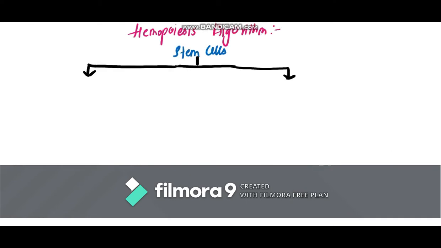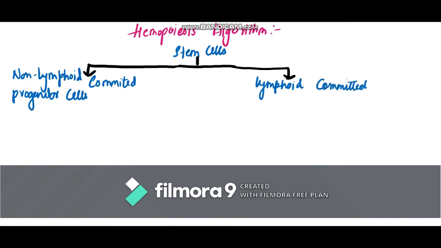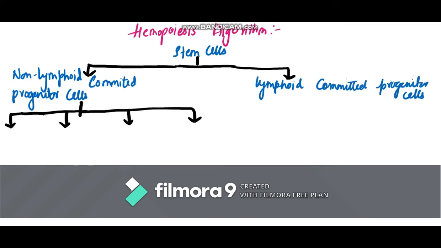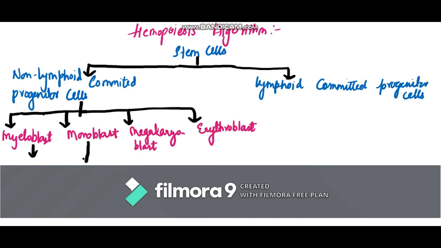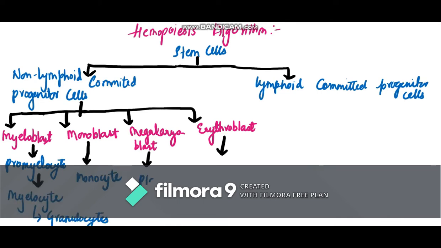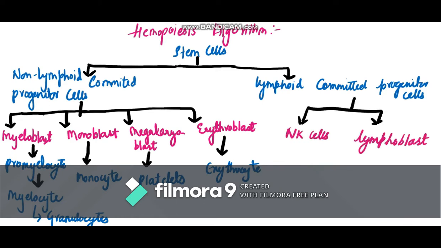The cells are further divided into non-lymphoid committed progenitor cells and lymphoid committed progenitor cells. In non-lymphoid progenitor cells, we have myeloblast, monoblast, megakaryoblast, erythroblast, as you can see. Then myeloblast, promyelocyte and myelocyte. Myelocyte is granulocytes. Here we have the myeloblast and myelocyte. And the same thing in lymphoid committed progenitor cells, you have lymphoblast and then lymphocyte.